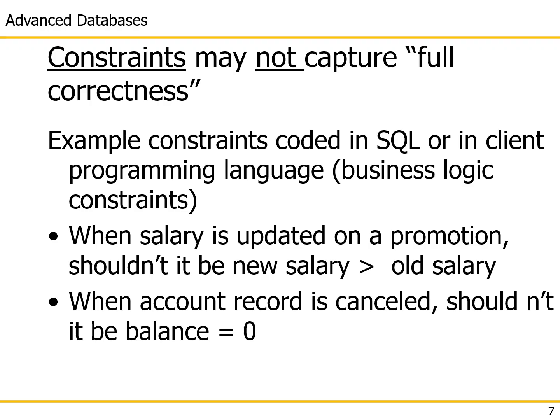Okay? Or like the second point, when the account record is cancelled, shouldn't the balance be equal to 0? Of course it should, but again, that is your responsibility to add in the SQL a statement that says, when an account is cancelled, then you should zero the balance. Okay? By itself, the database engine does not understand business logic, and consequently, you cannot claim that the database engine is not maintaining consistency of the data, because really it's your fault that you didn't add the right constraint.